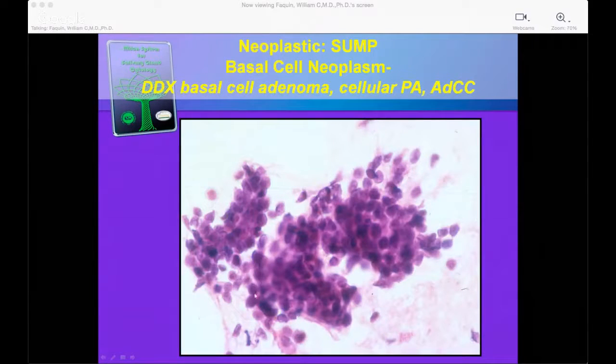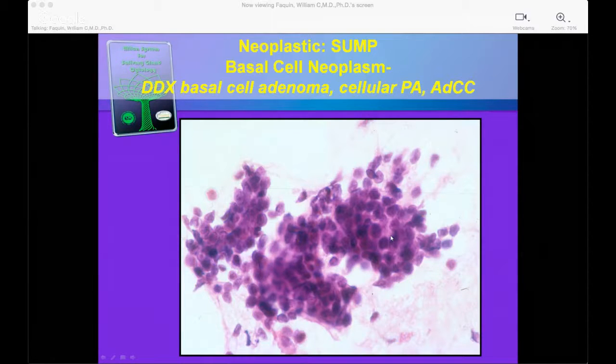This is a category that is one of the most difficult in salivary gland cytology, and that's the basaloid neoplasm category. So you do an aspirate and you get groups of basaloid cells like we have here, and the differential diagnosis includes basal cell adenoma, basal cell adenocarcinoma, a cellular pleomorphic adenoma with basaloid features, and even adenoid cystic carcinoma, which we know contains basaloid cells.